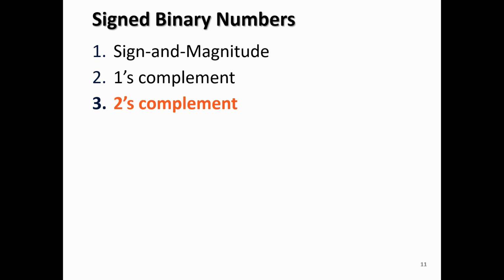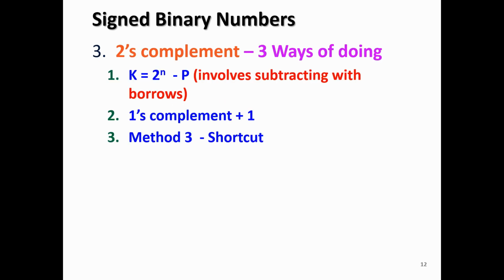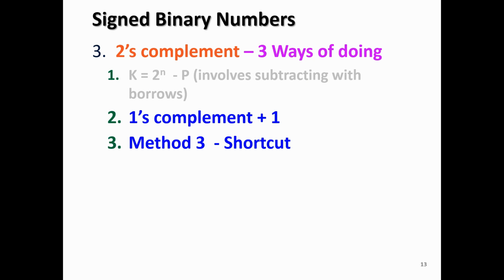In the case of 2's complement, we have three ways of doing this. The first one involves also an equation which requires subtracting with borrows again, which is a little bit tedious sometimes. But the other two ways of doing it are not so bad. We can use 1's complement and add a 1, or we can have a shortcut method.